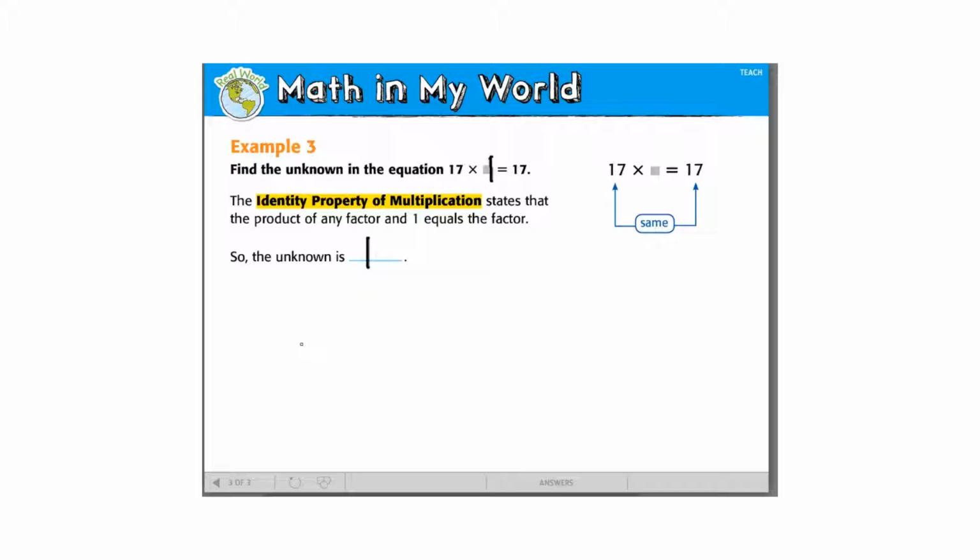What if I gave you one that looked like this? Then what number would go in the blank? Vicky? 0. And what property is used to solve that one? Vicky, what property? The identity one goes with the 1. The 0 property. So 0 would go in the box, and that's the 0 property that's used.